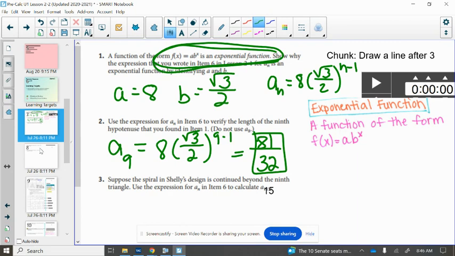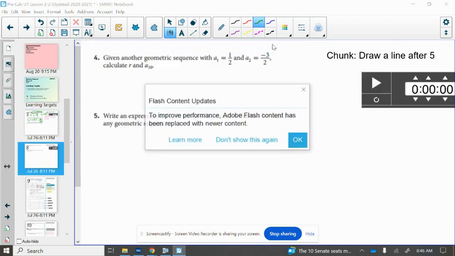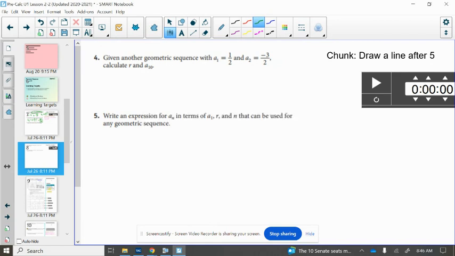Now, we could do that for other formats as well. So for this next example on page 24, they want you to, first of all, calculate the r value. Secondly, use the explicit formula to calculate the 10th term, again using that explicit formula with the first term, r value to the n minus 1.